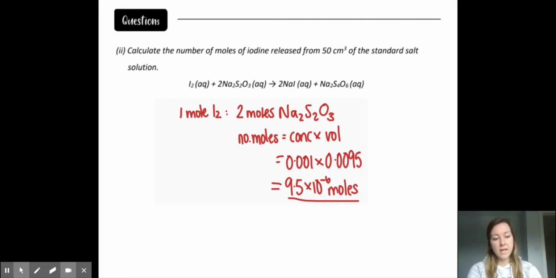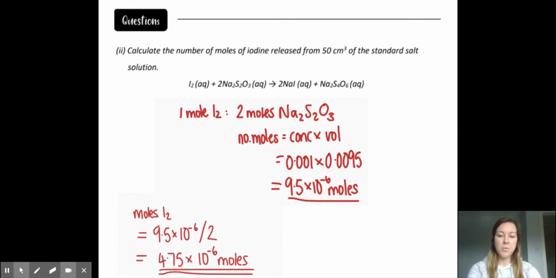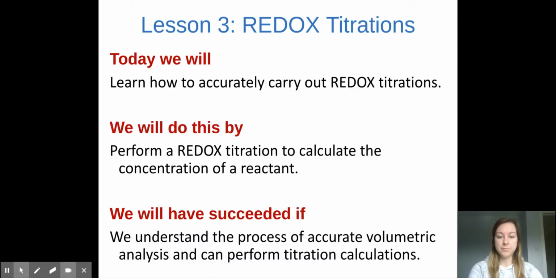From that, if we want to get our number of moles of iodine that has reacted, then as we can see, we have a 2 to 1 mole ratio. So all we have to do is half that number. So 9.5 times 10 to the negative 6 divided by 2 is 4.75 times 10 to the negative 6 moles. So this calculation is a little bit easier than the first one just because it's broken down into stages and you can do one part of it at a time.